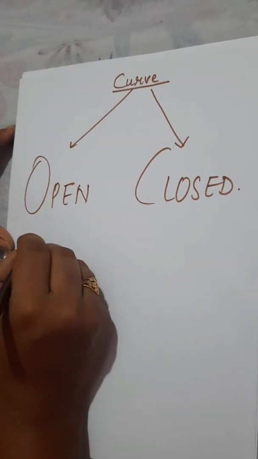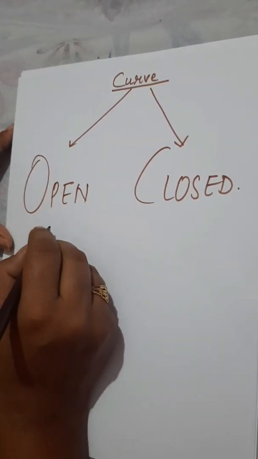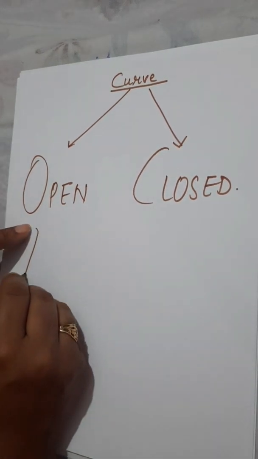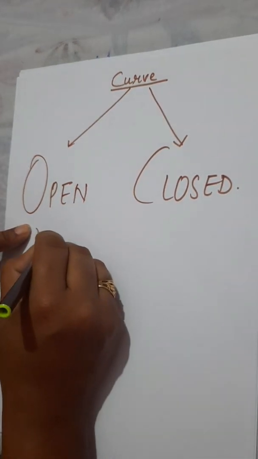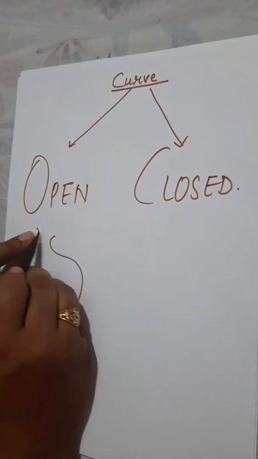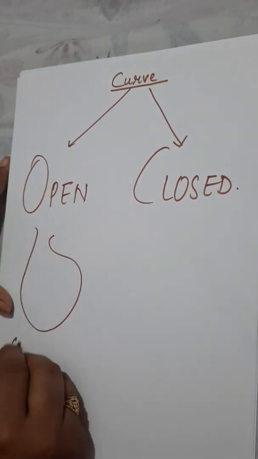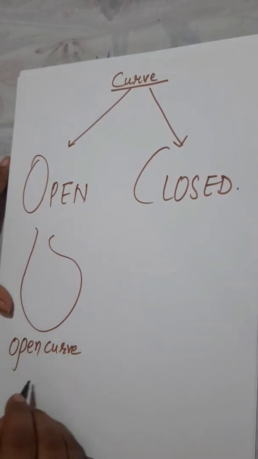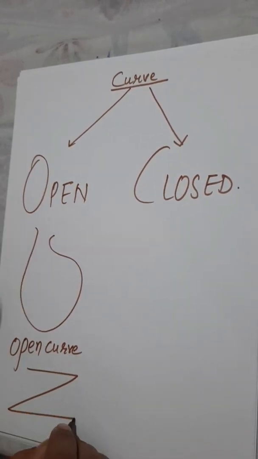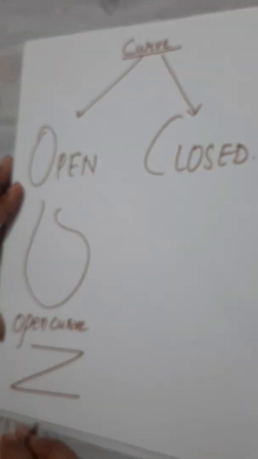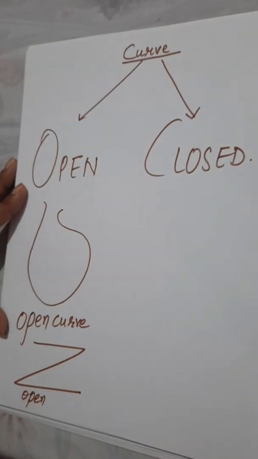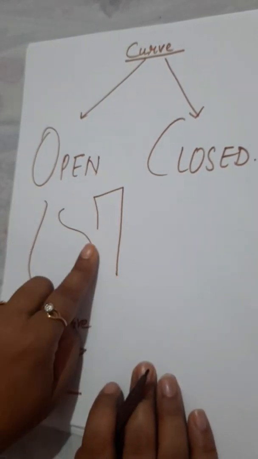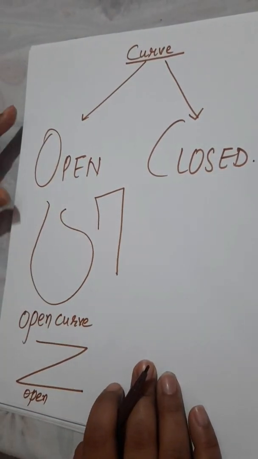First, open curve. A curve is said to be open if its ends are not joined. Suppose this is the starting point and this is the end. These ends are not joined, so this curve is called an open curve. If I draw like this, a Z, the end points are not joined. This is also an example of an open curve. If I draw like this, the end points are not joined, so this is also an open curve.